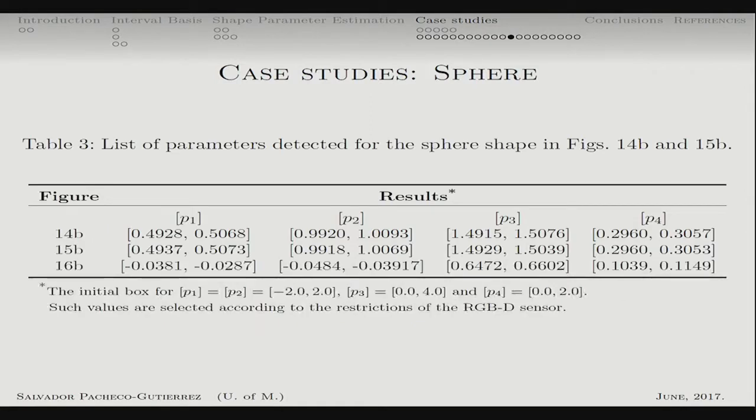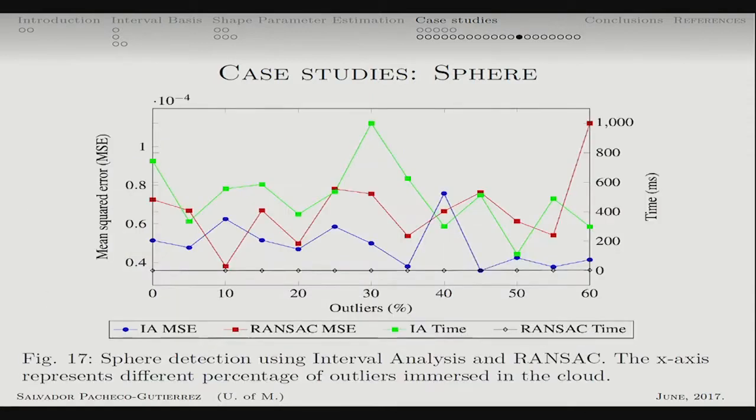And there you go. We still have the parameter vectors enclosing the real solution. The same here, we have the comparison that we did with the mean square error and RANSAC.